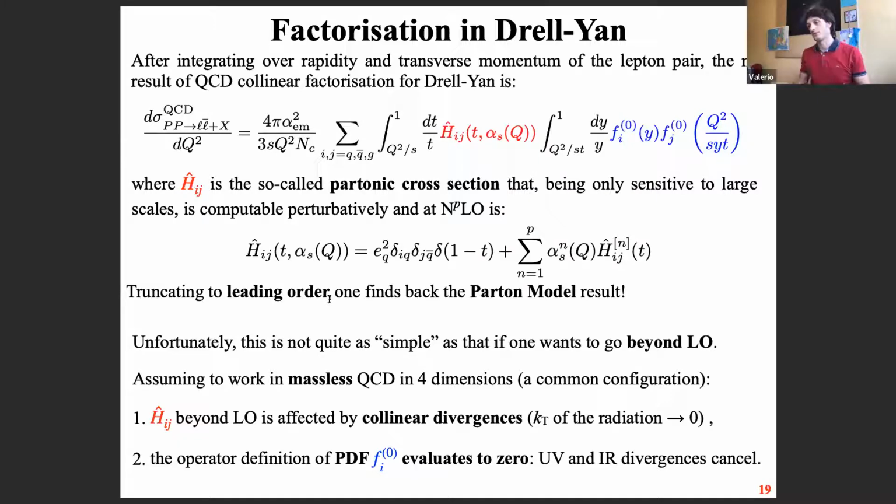And if you try to do that, you get into trouble. The reason is that, working for a moment in massless QCD, so we are neglecting the masses of quarks, and we work in four dimensions, which is also appropriate, the partonic cross-section is affected by collinear divergences. This means that the moment we integrate over the KT of the radiation, this diverges. On top of that, the operator definition of the PDF as given in the previous slide actually evaluates to zero. This zero is the result of a cancellation of ultraviolet and infrared divergences, where by infrared I mean when KT goes to zero and ultraviolet when KT goes to infinity.